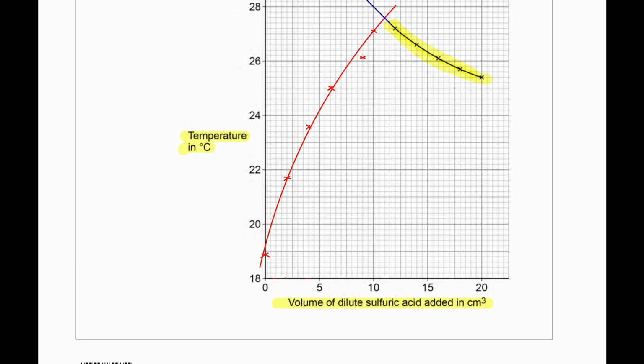So the volume of sulfuric acid needed would be 11.